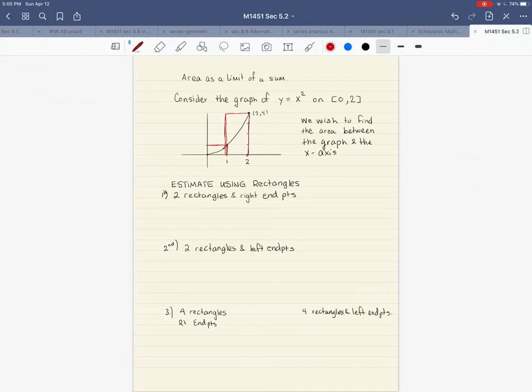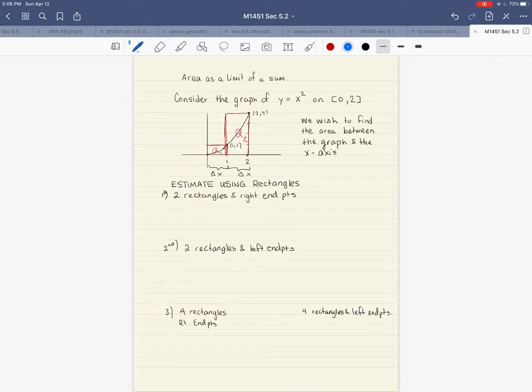So the height is going to be given by the y value. I've labeled the ordered pair at 2, 4, but when x is 1, 1 squared is 1, so the ordered pair here is 1, 1. The width of each rectangle we're going to denote as delta x. And so for our two rectangles, for rectangle number 1 and for rectangle number 2, we're just going to take the width, delta x, times the height, which is going to be the f of whatever.